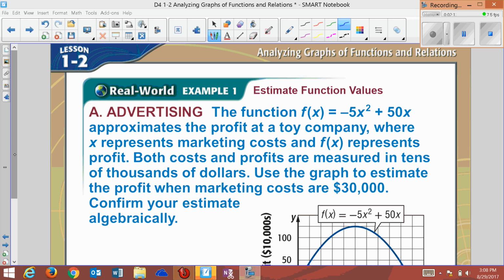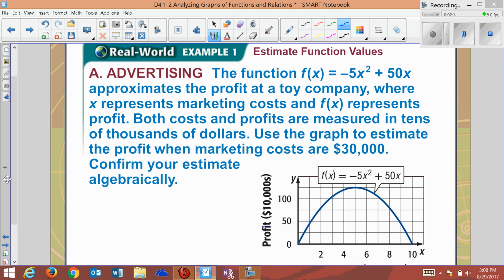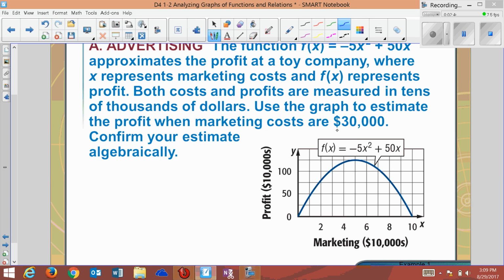Let's look at an example. It says the function f of x equals negative 5x squared plus 50x approximates the profit at a toy company, where x represents the marketing cost and f of x represents the profit. So this is profit. Oops, profit, this one's the cost. The x is the cost. Both costs and profits are measured in tens of thousands of dollars. Using the graph, estimate the profit when the marketing costs are $30,000. That means that x equals 30,000.